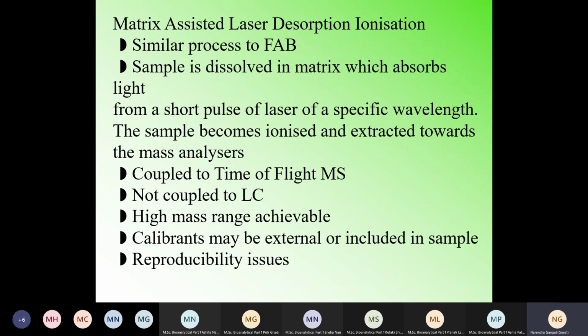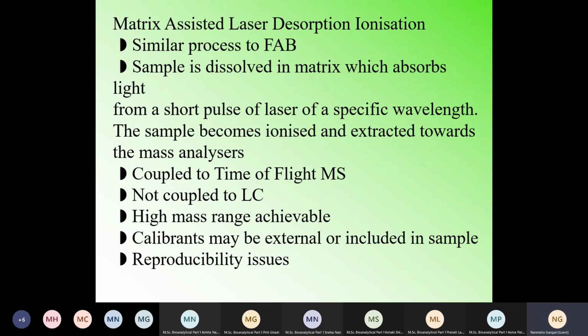See, after this our desorption techniques get over. This today's stage, we are going to go to the mass analyzer. In the mass analyzer, we are going to study all these things. So time of flight mass analyzer is generally used in coupling with the MALDI. High mass range achievable. You can have very high mass. You can analyze. Calibrants may be external or included in the sample also.